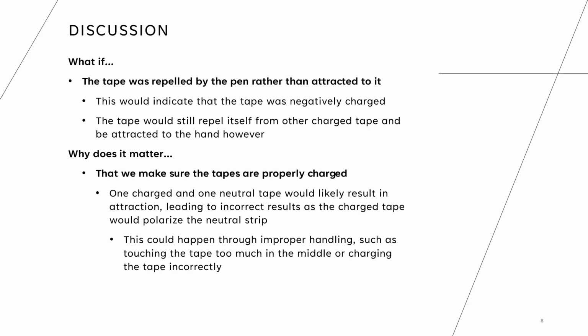And why does this matter? Well, it matters that we make sure the tapes are properly charged, because one charged and one neutral tape would result in attraction because the charged tape would polarize the neutral strip, and this would have incorrect results, obviously. And this could happen through improper handling, such as touching the middle, like I said before, or charging the tape incorrectly.